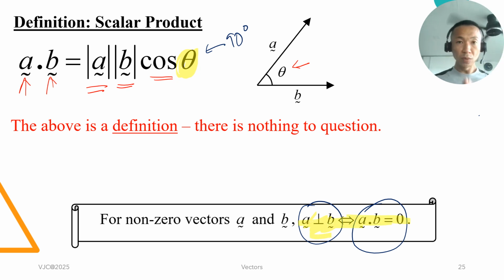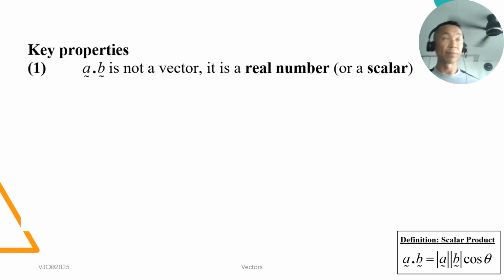All right? So now that we've dealt with the definition, let's take a look at some properties. Firstly, because of this definition here, A dot B at the end is a number. It's a real number. It's not a vector. Why? Because obviously mod A is a number, magnitude of B is a number, cosine theta is a number. Sometimes we say it's a scalar. It is not a vector. Okay, so bear in mind it is a scalar or real number. It's not a vector.